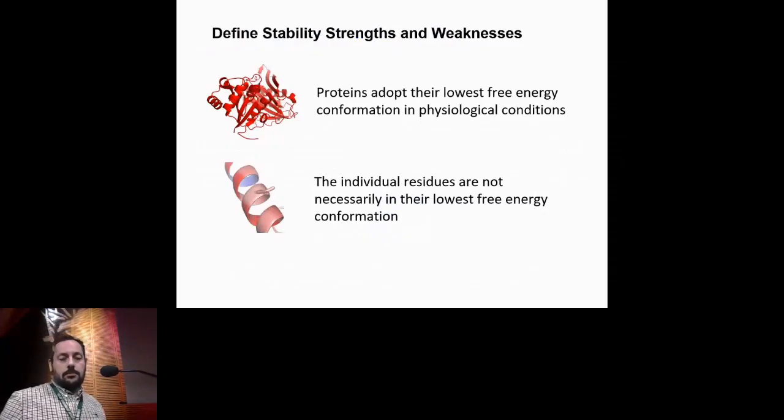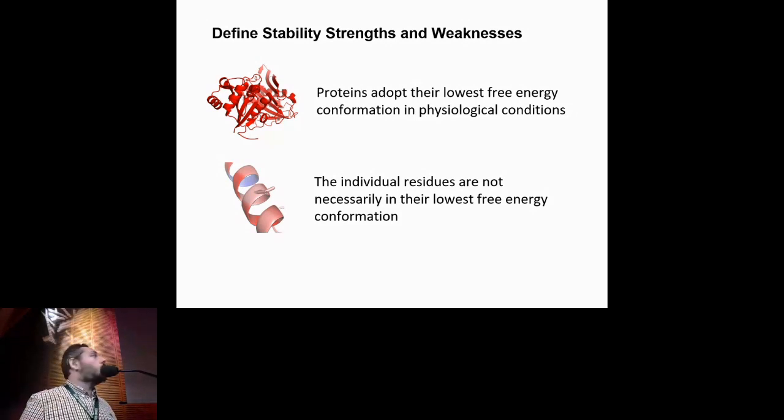So now let me say a few words about our computational approach, in which in the first paper we defined the notion of stability strengths and weaknesses. The idea behind it is that proteins adopt their lowest free energy conformation in physiological conditions, and this is true globally for the protein structure. But if we focus on a given element, even a secondary structural element or a given residue, these individual elements are not necessarily in their lowest free energy conformation.